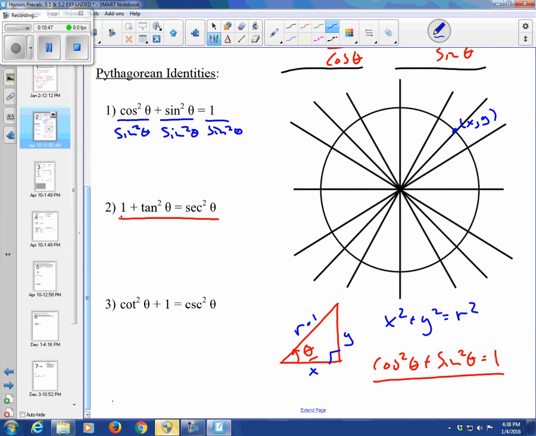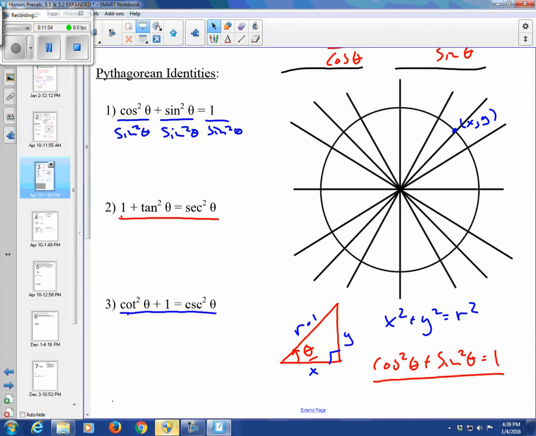And right here, we'll be able to see cosine squared theta over sine squared theta as cotan squared theta. Sine squared theta over sine squared theta is 1, and 1 over sine squared theta is cosecant squared theta. And there is our third Pythagorean identity. So there are the Pythagorean identities and the basic identities.